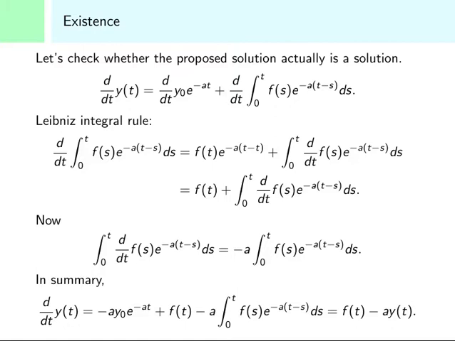Now let's check whether that actually is a solution. For that, we just need to calculate explicitly the derivative of y of t and then check that it satisfies the differential equation. So the time derivative of y, okay, that is the time derivative of y naught exponential negative a t plus the time derivative of that integral, the integral from 0 to t of f of s exponential negative a times t minus s ds.